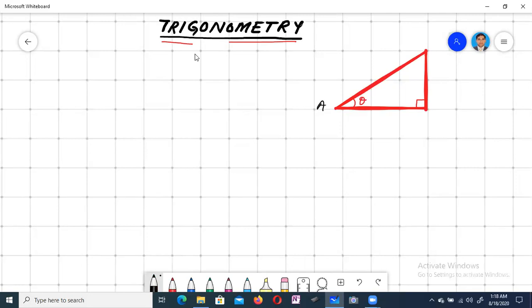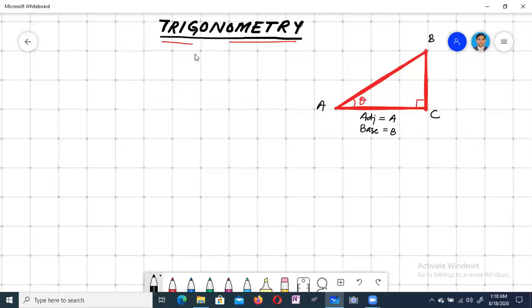Suppose vertices are here A, B, and C. This is triangle ABC. In this triangle, in between the right angle and the given angle, this side is the adjacent side. With A also we can represent adjacent side, or base also we can say, base of the triangle.